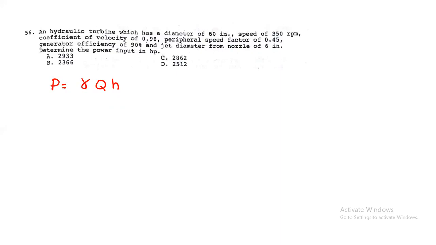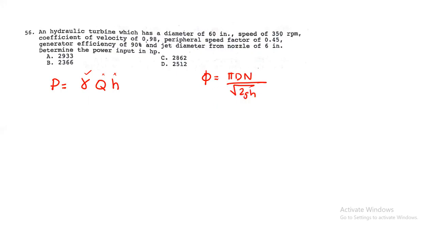So, kunin muna natin syempre dito guys yung head. Paano natin makuha yung head? Wala tayong head, wala tayong Q, meron tayong specific weight ng water. So, si head makukuha natin using this formula. Peripheral coefficient is equals to pi dn over square root ng 2gh. So, pwede natin makuha using this formula.